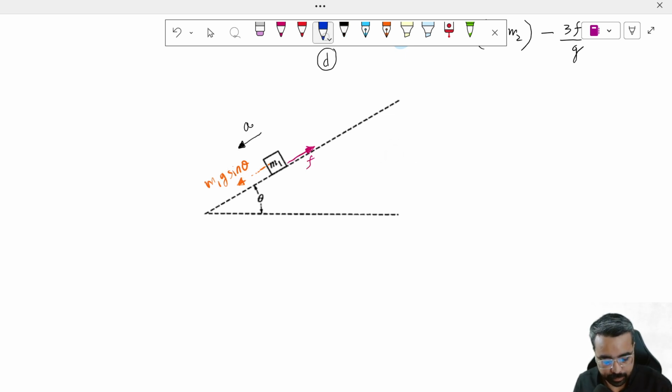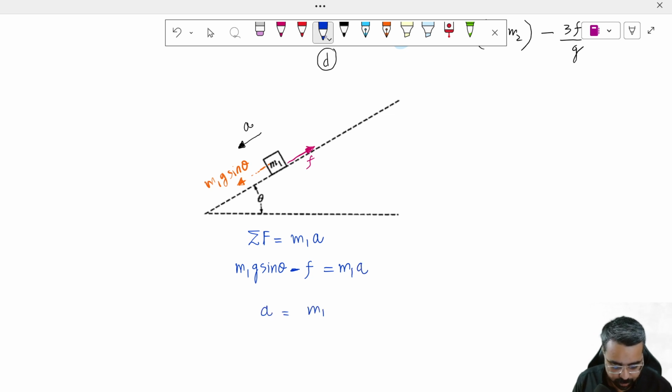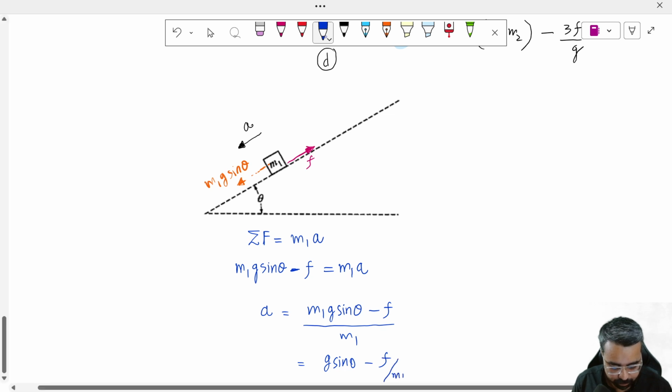Okay, students, if we make an equation according to Newton's second law, the sum of all forces equals m1a. Then the sum of all forces on the x-axis: the larger force is m1g sine theta, its magnitude, minus the frictional force equals m1a. So in that case, a will be equal to m1g sine theta minus F, divided by m1. You can further divide, so it will be g sine theta minus frictional force over m1, that is the acceleration.